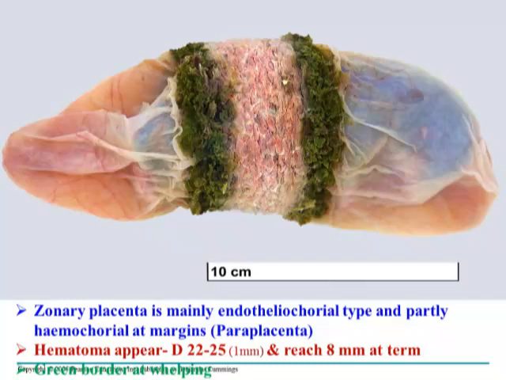And when separation of canine placenta begins at whelping, it is the escape of this altered blood from the marginal hematomas that gives the characteristic green color to the whelping discharge, which is imparted because of the uteroverdin pigment. And that's why sometimes this Joneri placenta is also referred to as green border placenta.